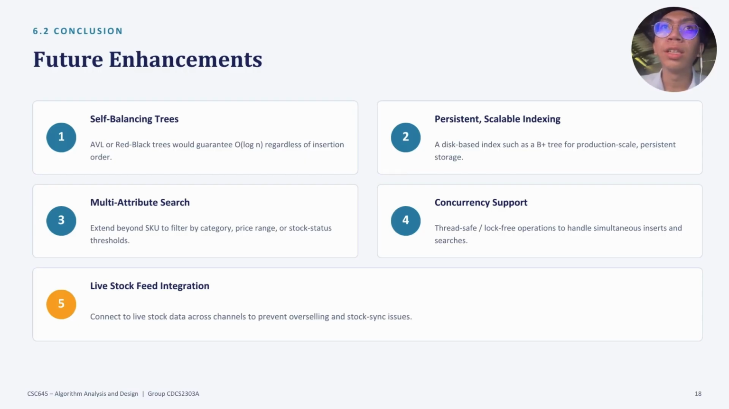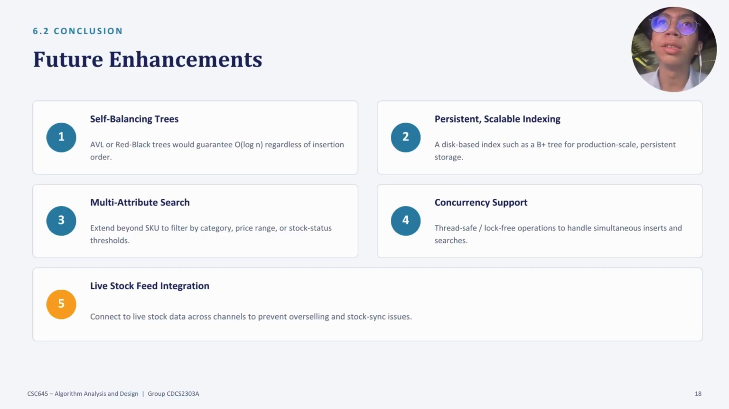Some of the future enhancements that we can do are, firstly, to use a self-balancing tree like an AVL tree, which will keep the tree fast no matter what items are added, fixing the weak point we just talked about. And then the second one is to add proper storage. Right now everything is stored in memory, so a real system would need to save data to disk using something like a B+ tree.